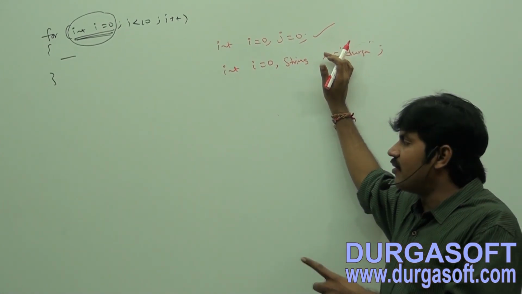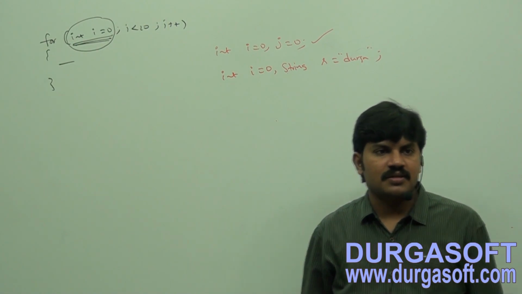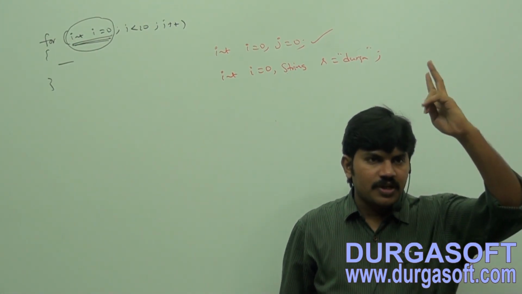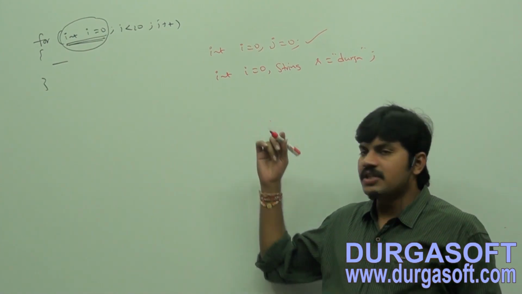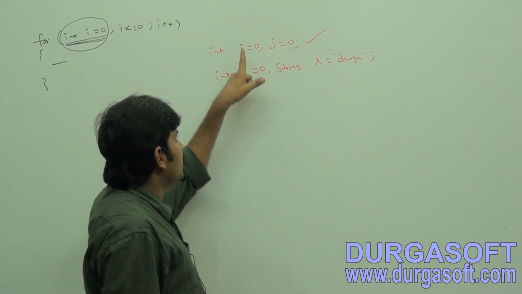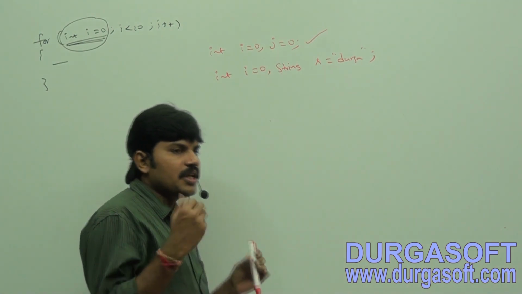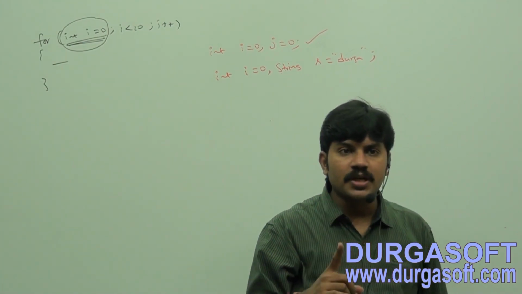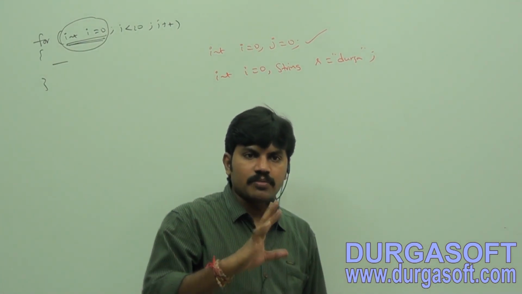So in the initialization section, I want to declare two variables. One is int type, the other one is String type. Is it possible or not? Okay, make sure we can declare any number of variables here, but they should be of the same type. Should be of the same type.